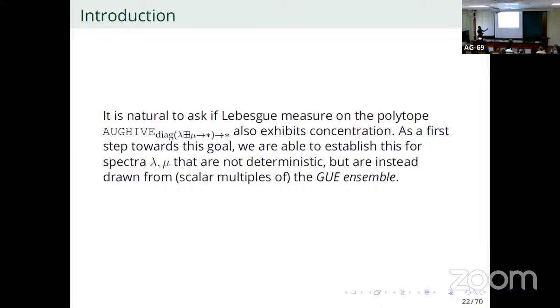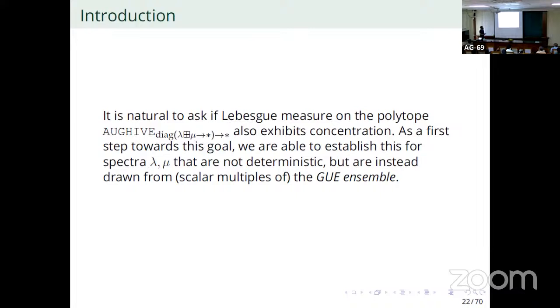So we are interested in whether this entire hive concentrates, and we are not able to show this in general, but we are able to show it when these distributions of the lambda and mu come from some very special distributions called the Gaussian unitary ensemble matrices distributions.